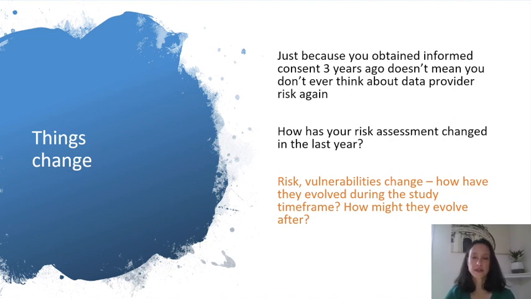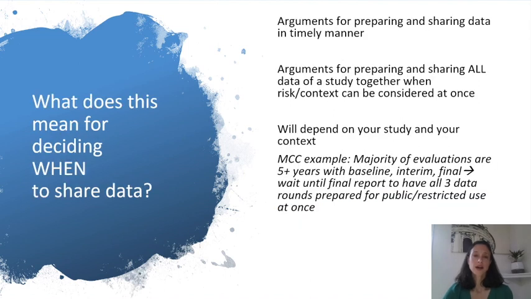So risk and vulnerabilities change, and understanding how they have evolved during the study timeframe can help with understanding what you can or need to do to the data in order to share it, or realize that actually, because of evolving risk for this particular study sample, given the sort of data that you collected, maybe it's not feasible to share. And just being really careful about considering risk as an evolving factor that can really change over time.